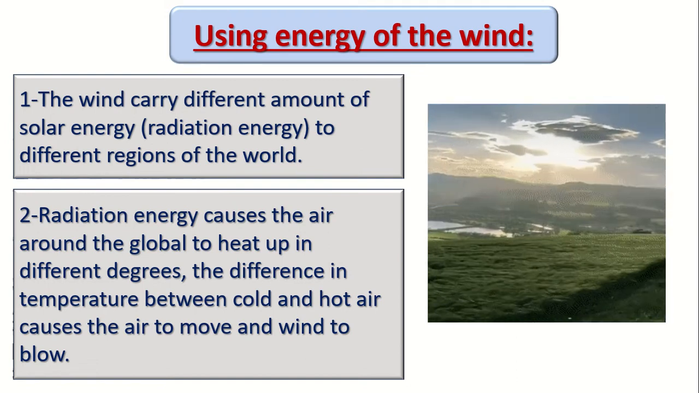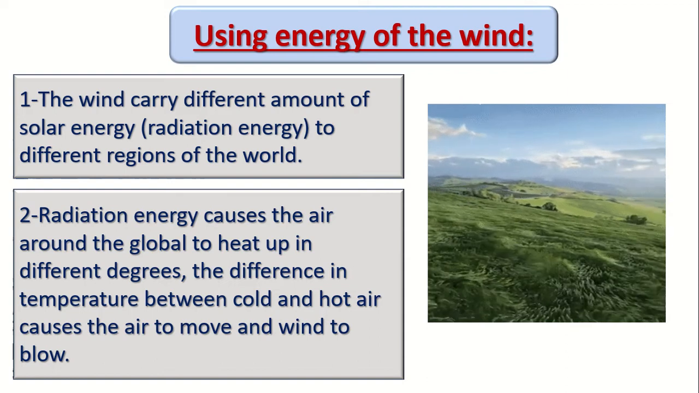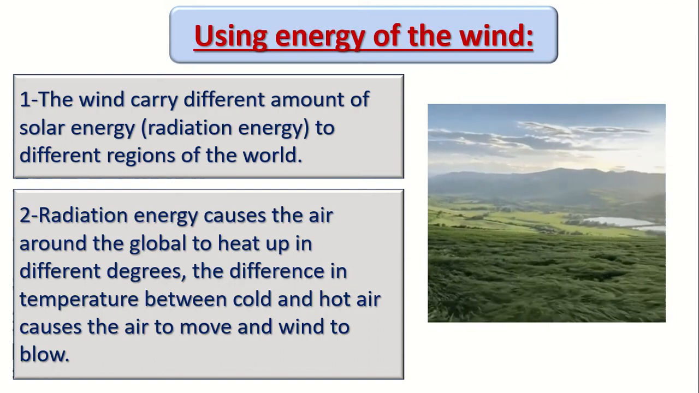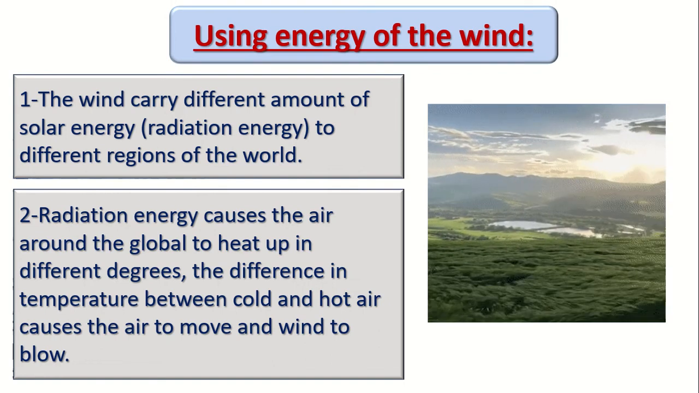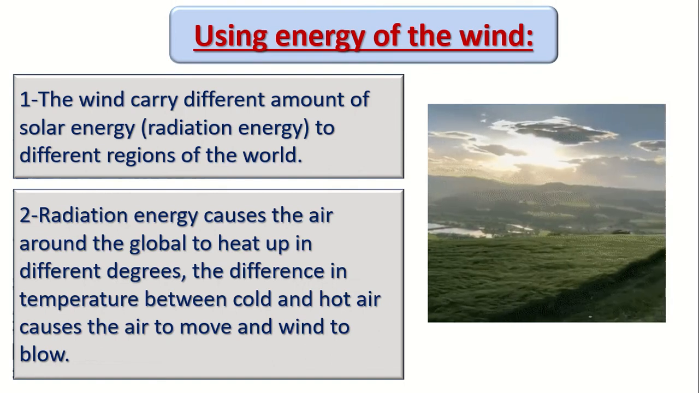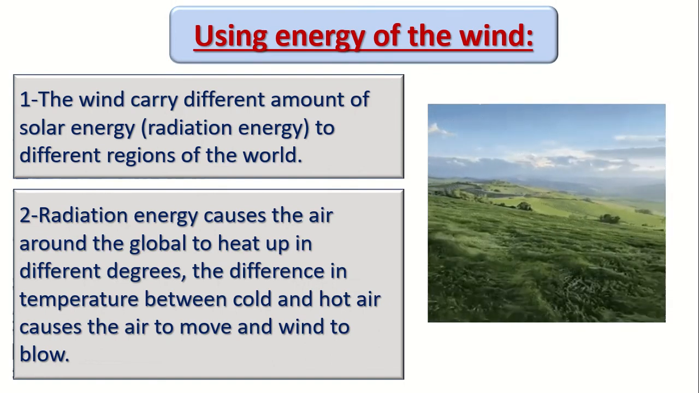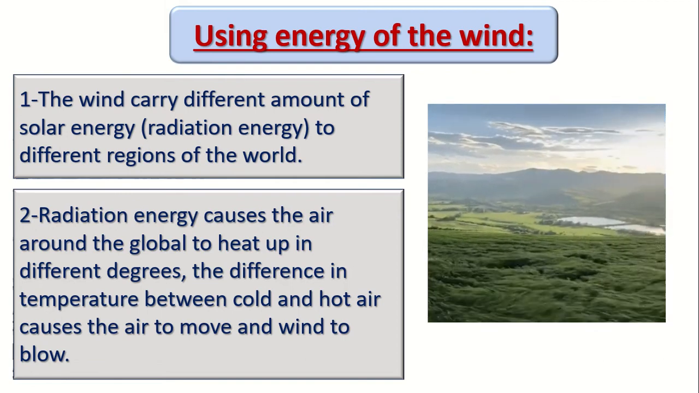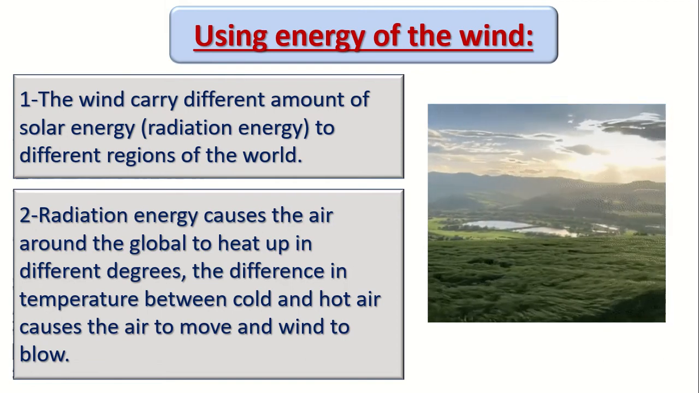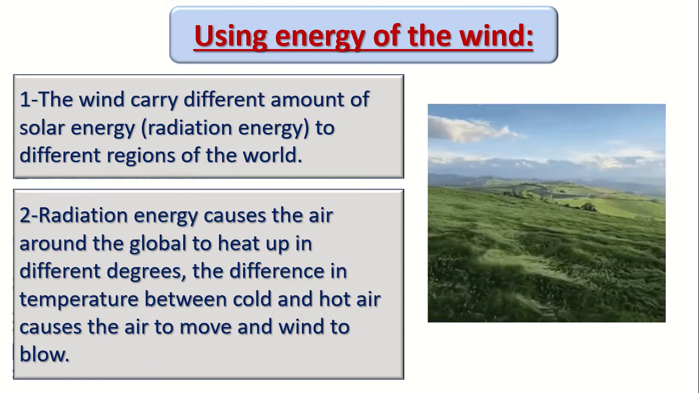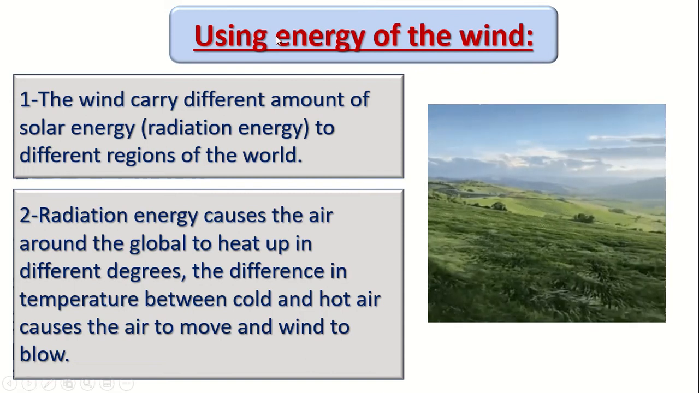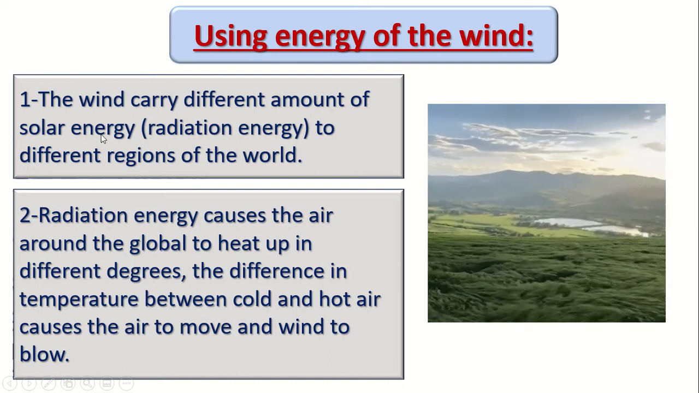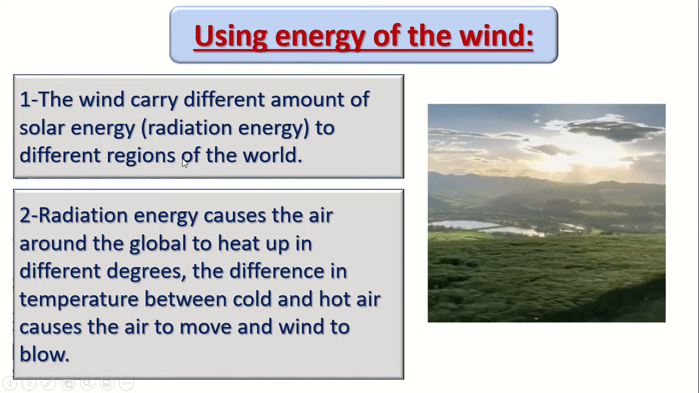Okay, could you tell me what is coming to us from the sun? Solar energy, or radiation energy. Excellent. The radiation energy, is it coming to just one place in the world or all the places? All the places. Who is carrying this radiation energy to all the places in the world? The wind. Excellent, because the wind is moving.